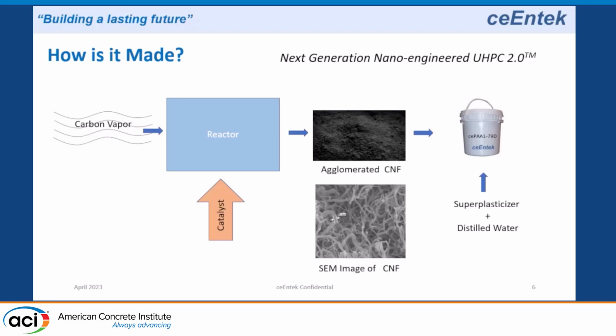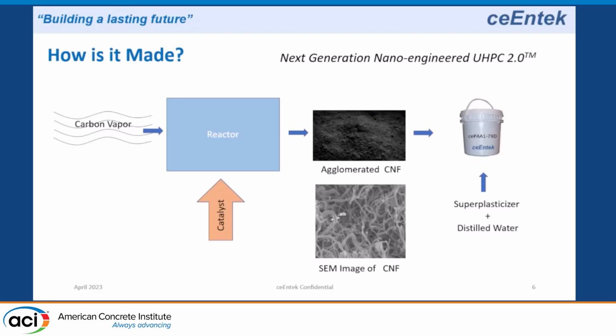So we take carbon vapor, we put it into a reactor in our factory. We manufacture catalysts, different oxides and catalysts. We manufacture them with a ball mill. We put the catalyst in the reactor, we put the carbon vapor into the reactor, and heat, and we convert the carbon vapor into a carbon nanofiber. So out of our reactor comes an agglomerated dust. And this is done in a controlled environment in a sealed chamber in the room.